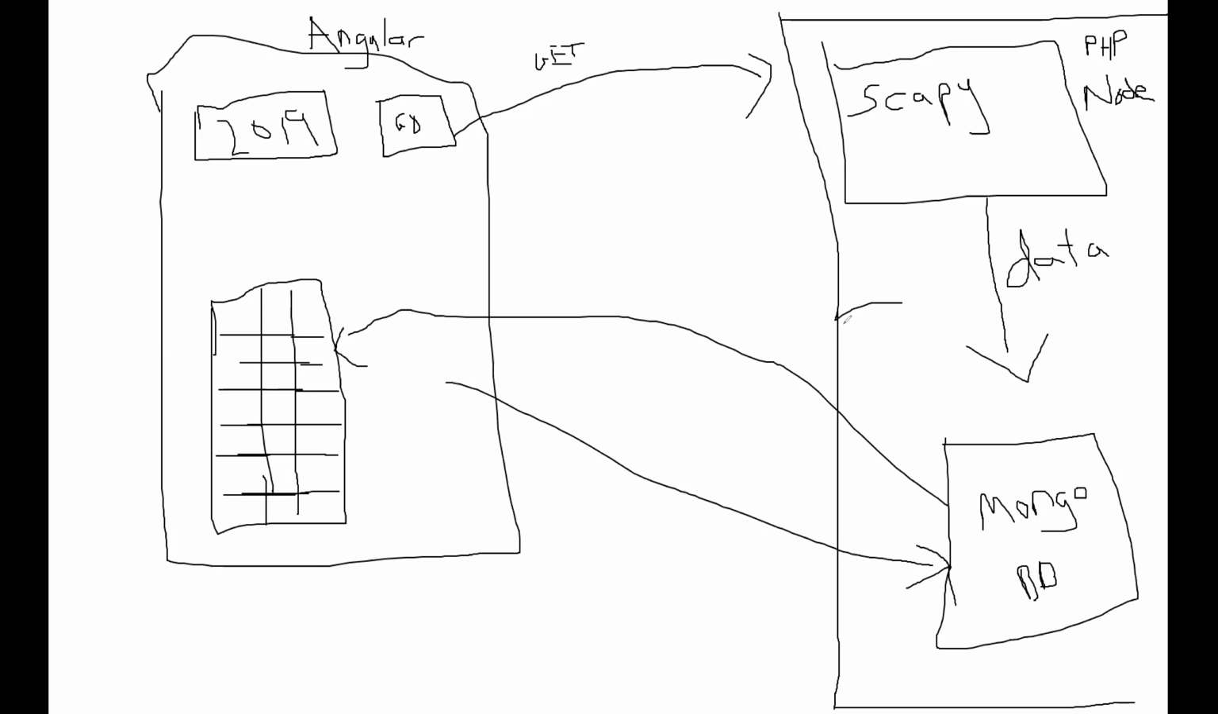So this is the system that I want you to build. Now, the most important part is this scraper here and putting it into MongoDB. These are the two requirements. These are the minimum requirements.